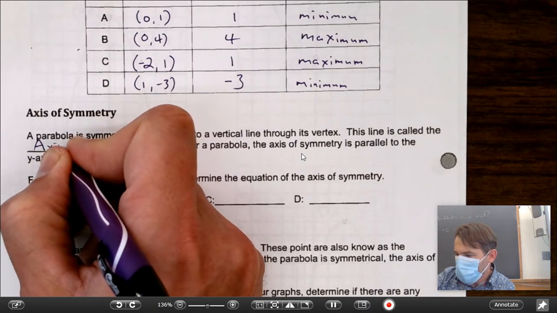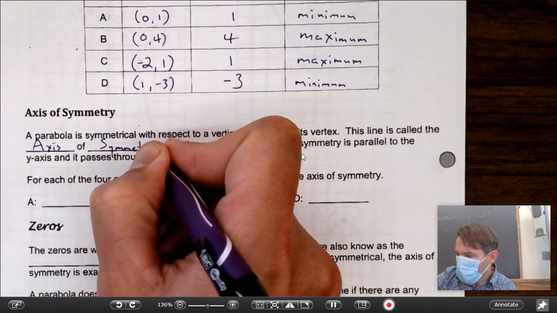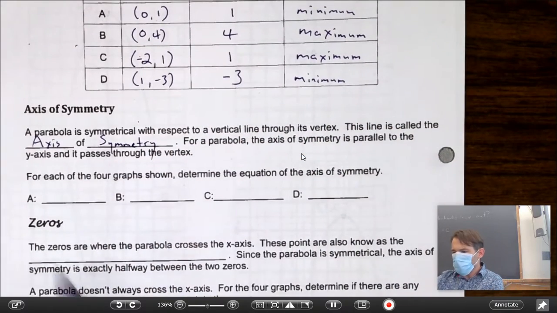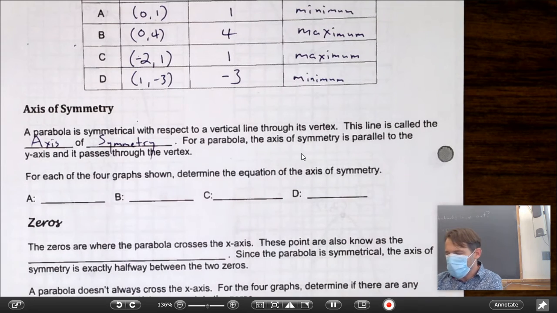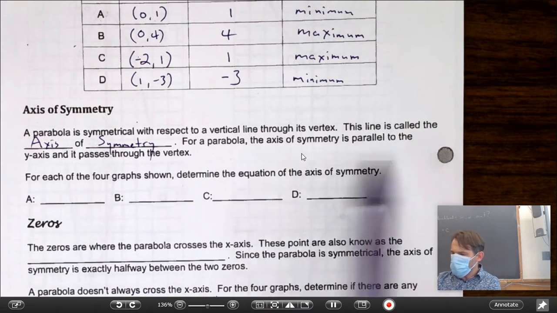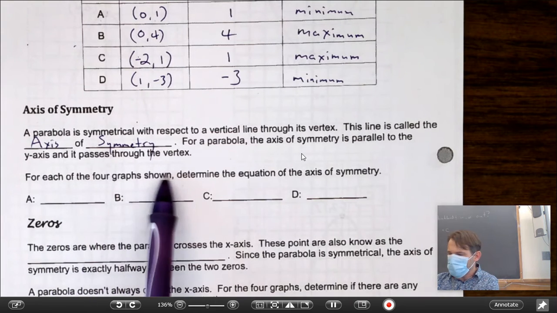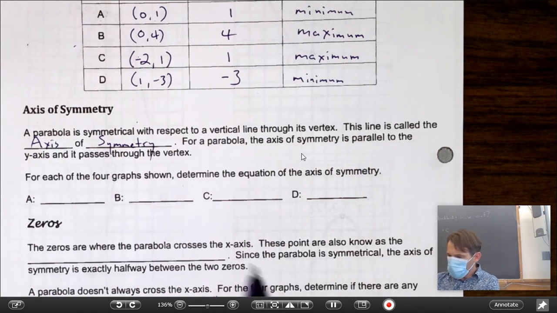Axis of symmetry. You guys know I'm an English teacher too, right? So why am I capitalizing these words? I should not have capitalized those words. They can be lowercase.